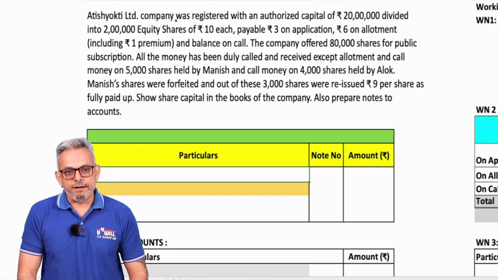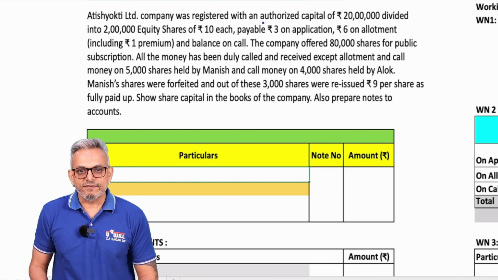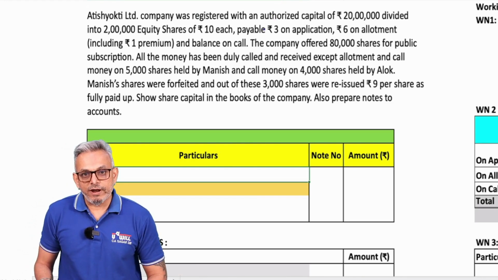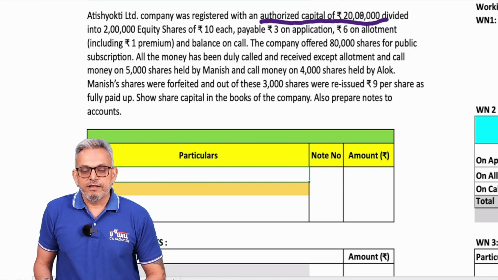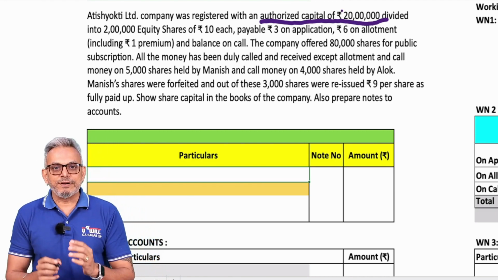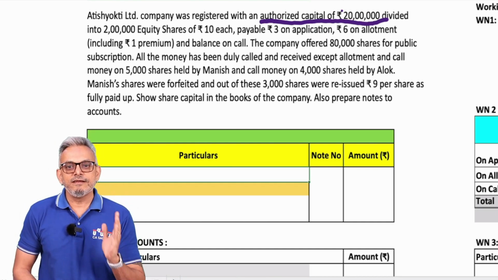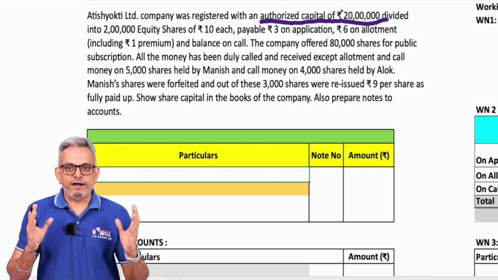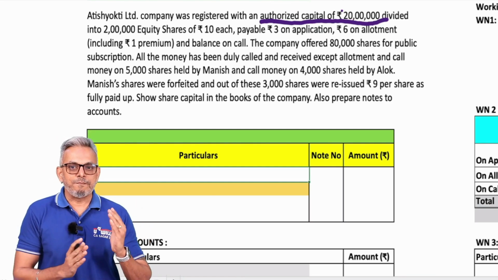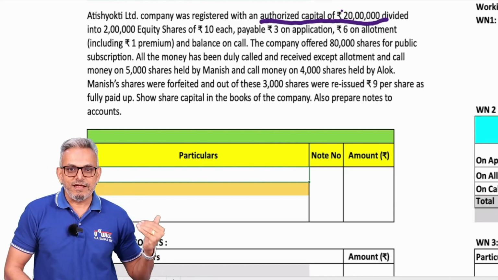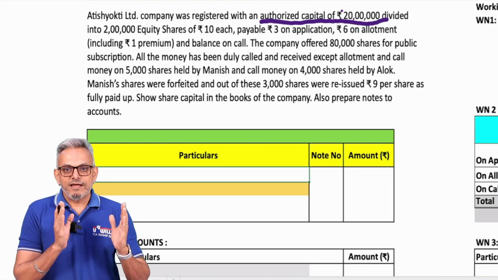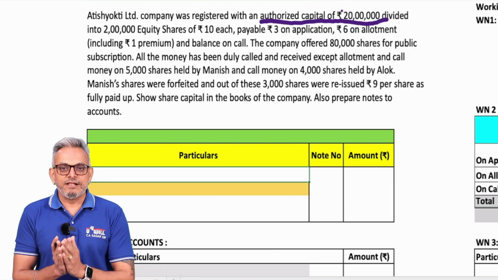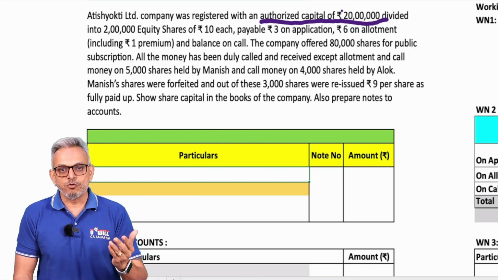Atishyokti Limited Company was registered with an authorized capital of rupees 20 lakhs. Now, what is authorized capital? Authorized capital is the registered capital of the company, and the number of shares which are part of authorized capital are the maximum number of shares a company can issue to the general public. Because we are discussing share capital transactions for a public limited company, you all have to keep this in mind. So authorized capital is the registered or nominal capital of the company.